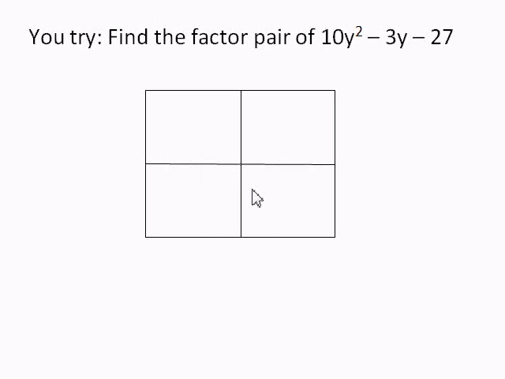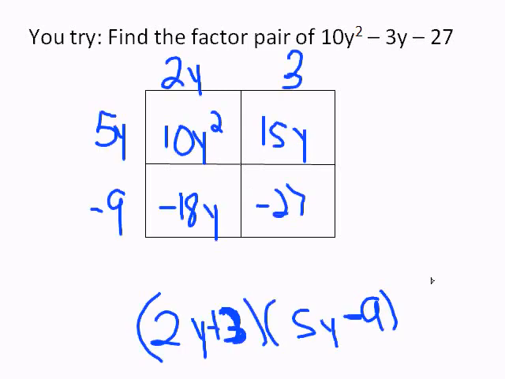Go ahead and try to find the factor pair of 10y squared minus 3y minus 27, pressing pause and pressing play when you're ready to see the answer. The factors that I got, and you should have got, were 2y plus 3 and 5y minus 9.